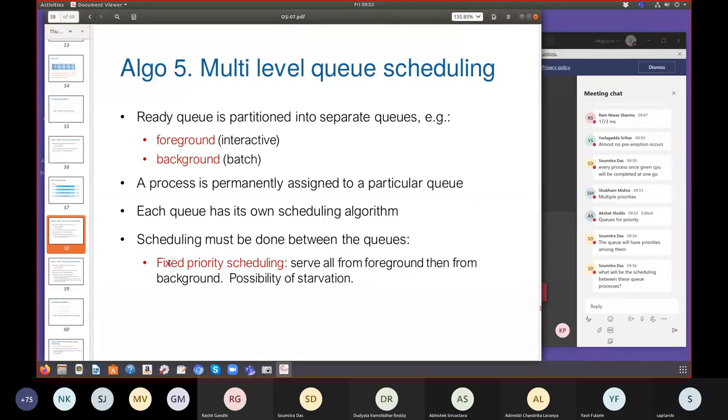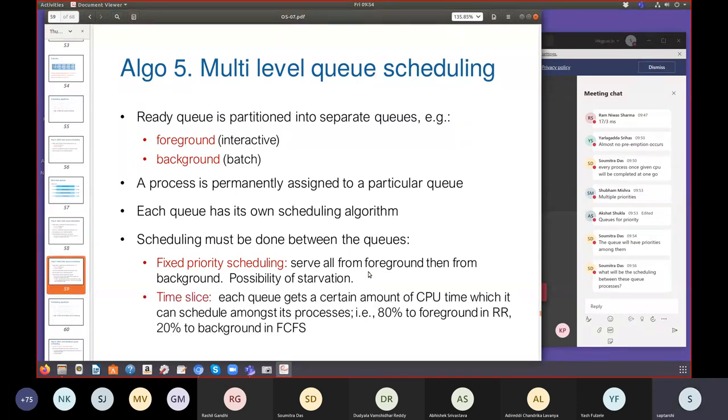Now one thing to understand is that scheduling should be done between the queues also. Suppose we go for a scheme where the processes in the foreground queue will all be given higher priority than the processes in the background queue. In that case, there will be a possibility of starvation. That means maybe there are so many processes in the foreground queue that a process in the background queue is denied the CPU for a long amount of time. That may not always be desirable.